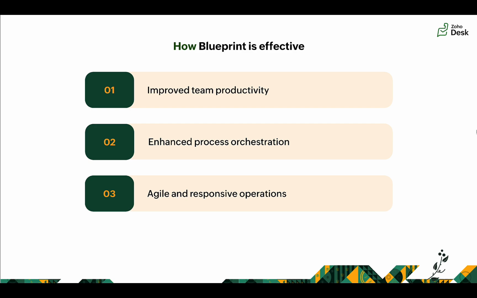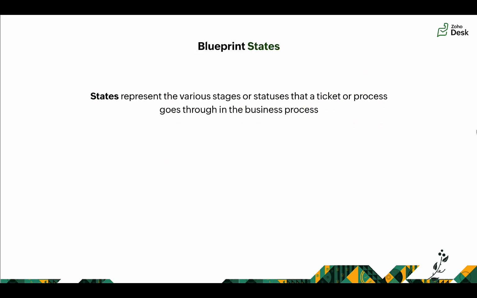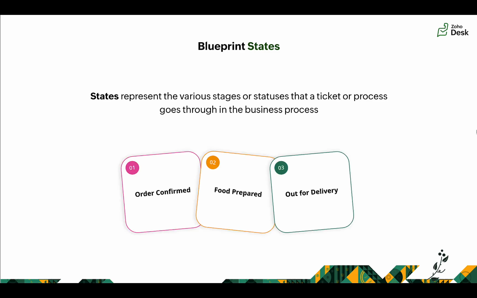So now you have a brief understanding of what a blueprint is and how it will be effective for a business. Let us now take a look at the main components in a blueprint. A blueprint comprises two important components: states and transitions. States are nothing but the various stages or statuses in a process that a ticket or request moves through. For example, in an online food delivery system, states could include order confirmed, food prepared, and out for delivery. Each state identifies the current position of the request, helping the system know exactly which stage the process is in.